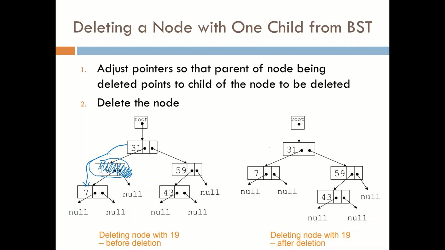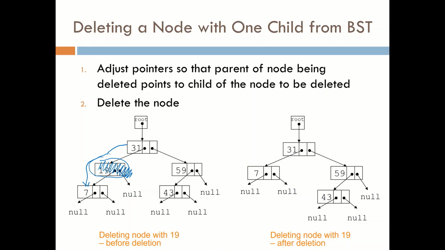And we preserve the binary search tree property in the sense that every node that has a value less than a particular node shows up in its left subtree, and every node that has a value greater than the particular node, 31 in this case, shows up in the right subtree. 43 and 59 are both greater than 31.